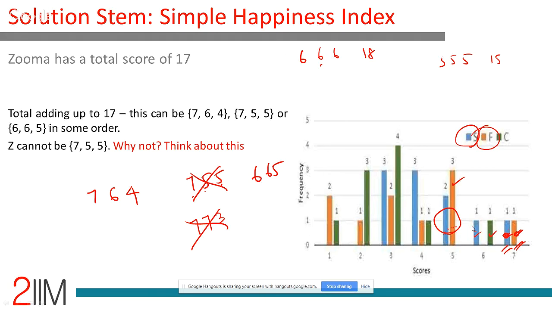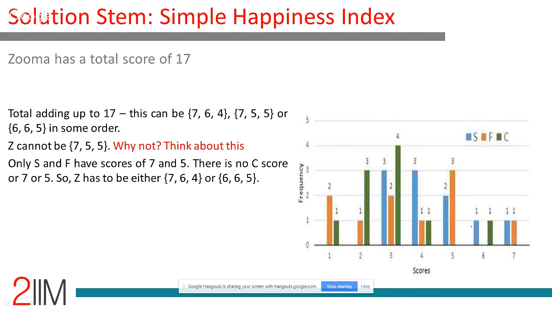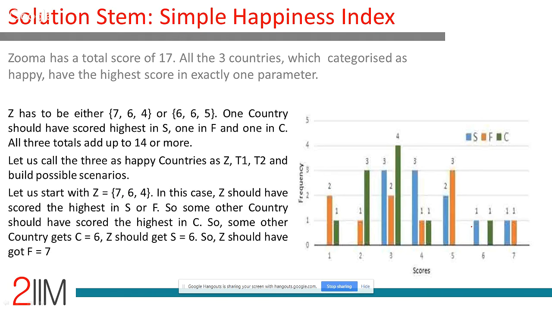Now let's get more specific than that. 7 6 4, 6 6 5. 6 6 5, life is easy. So 6 6 5, think about S F C. The 6 has to be in C and then S. So the F part should have brought out the 5. That is simple. 7 6 4.